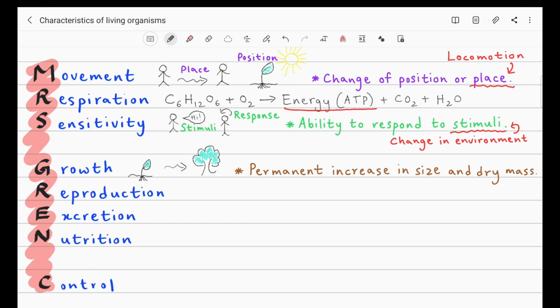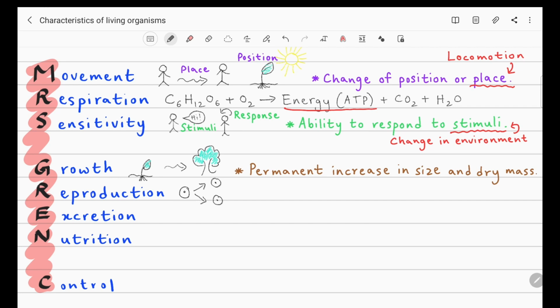Reproduction is basically the process that makes more of the same kind of organisms, which means that humans are going to make more humans and dogs are going to make more dogs. Single-celled organisms such as bacteria can reproduce simply by dividing into two. This is how that would occur, where it just splits into two cells. So one is the parent cell and the other is the daughter cell.